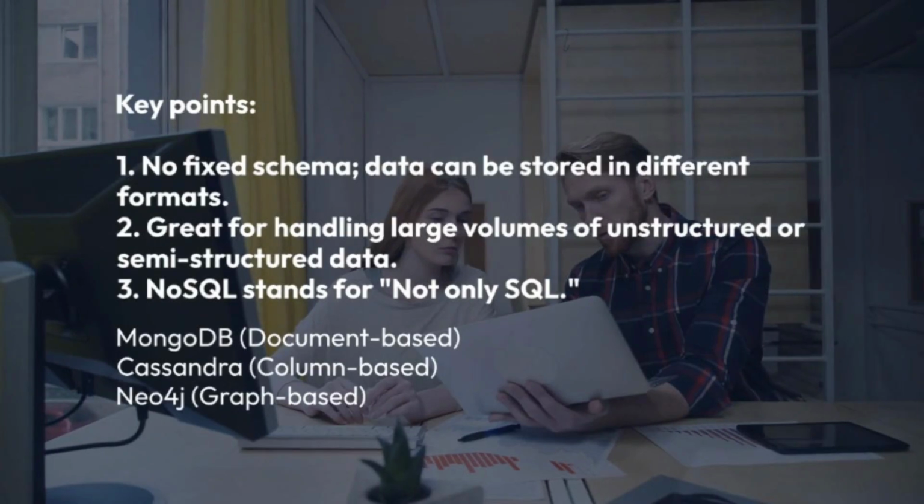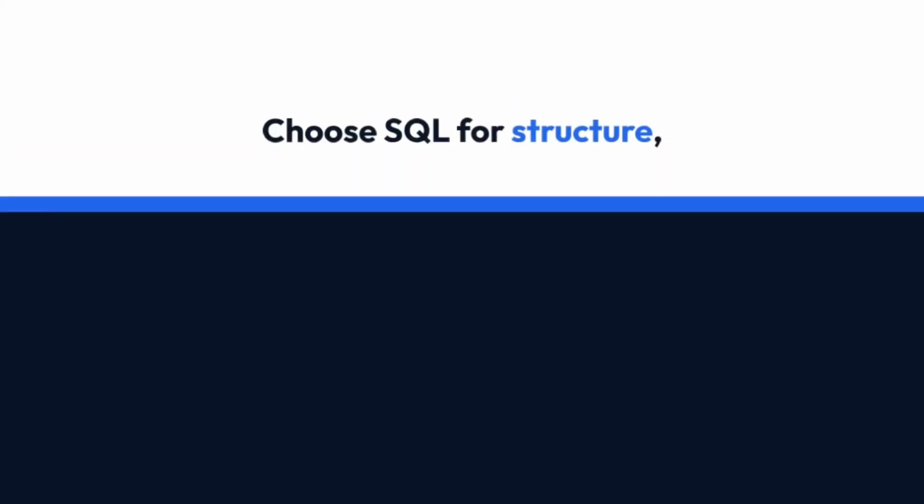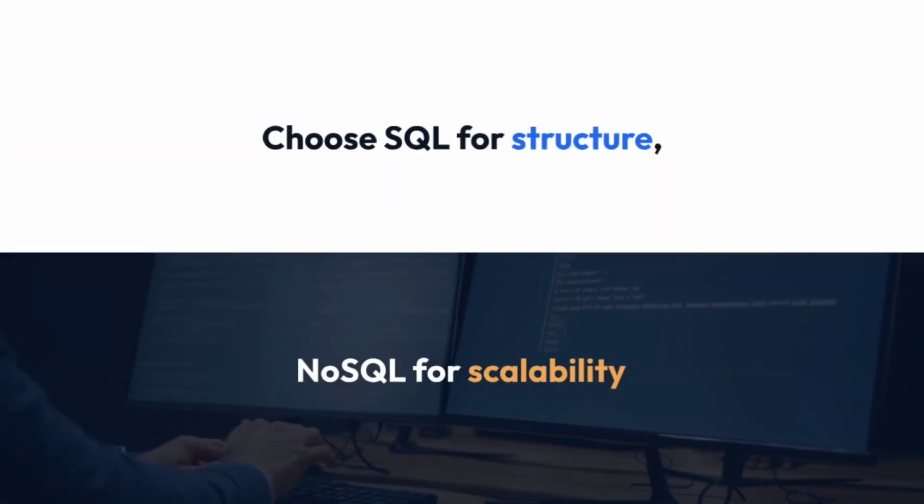NoSQL stands for "not only SQL," and some of the non-relational databases are MongoDB, where data can be stored in documents, Cassandra in columns, and Neo4j in graph format. We can choose SQL for structured data and NoSQL for scalability.